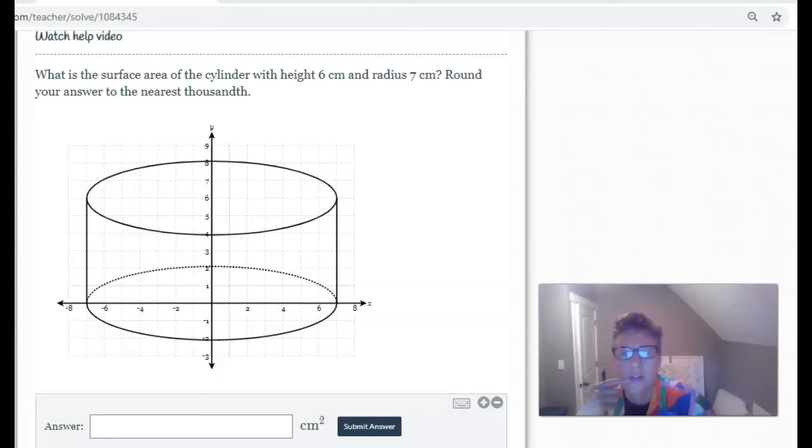What's the surface area of a cylinder with a height 6 centimeters? The height is 6 centimeters, so from there to there is 6 centimeters, and the radius from the center to the outside is 7 centimeters. Round your answer to the nearest thousandth. Okay, that means 3 decimal places. Everything's in centimeters. Cool, we don't need to convert. Great, answers are going to be in units squared. Fabulous. Height is 6, radius is 7.